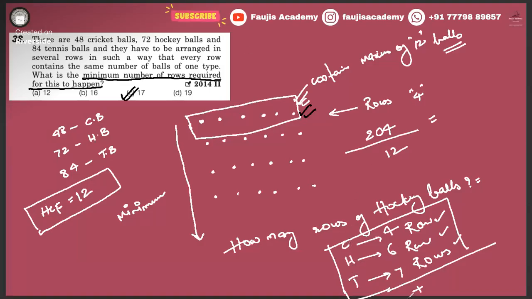Okay. If you add all this, how much is that? 4 plus 6 plus 7. 17. That's what I was asking, right? Over here, how much you got? 17. Now, is it clear? Yes, sir.